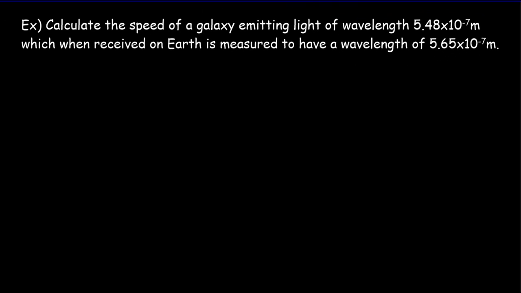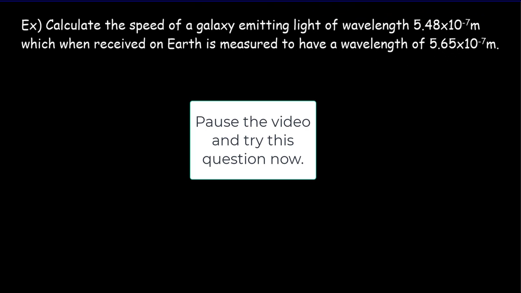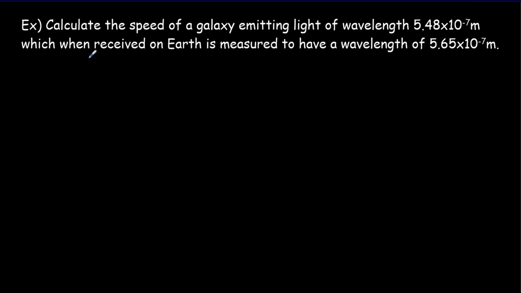We have a numerical example here. Pause the video, try the question, come back for the answer. So you'll recall that we have this equation here, that the received frequency will equal the source frequency times 1 plus or minus V over C. And we choose that plus or minus depending on whether we have receding motion or approaching motion.